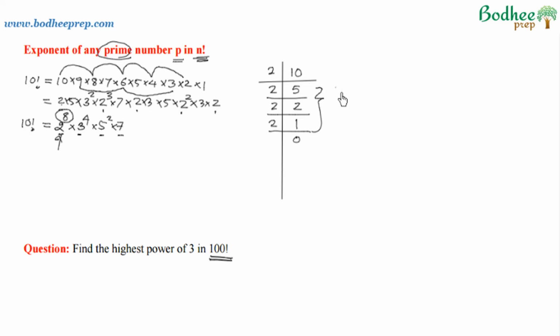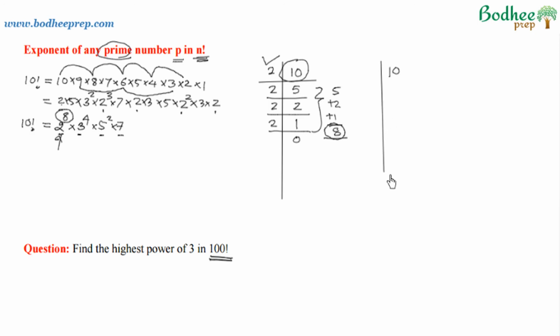So the addition will be 5 plus 2 plus 1 plus 0, anyway we can discard it, it is 8. So this will give me the number of 2's it will contain in factorial 10. Similarly, you can verify from here also that the number of 2's is 8 here.